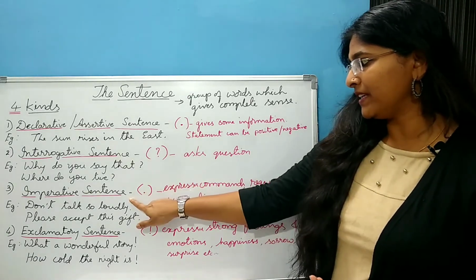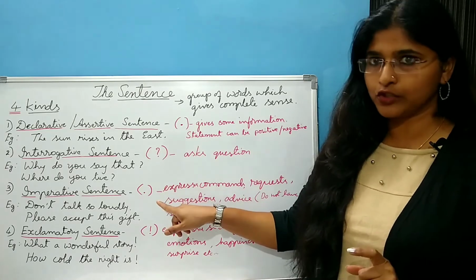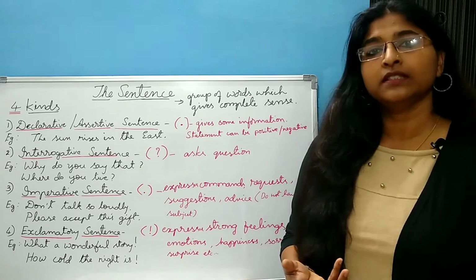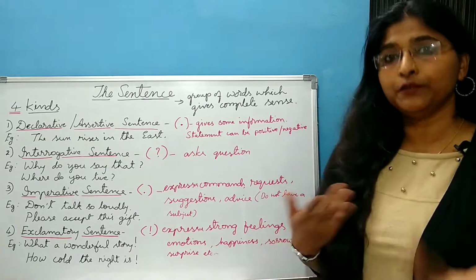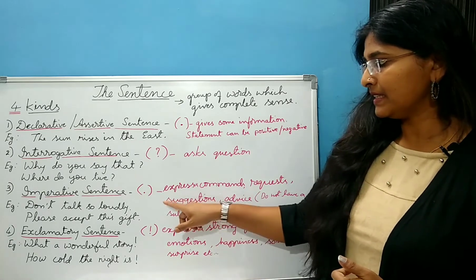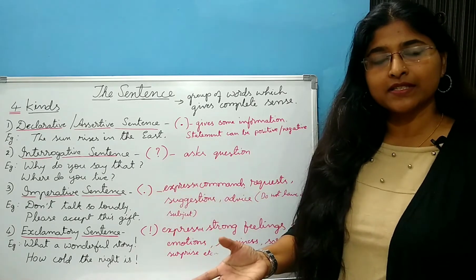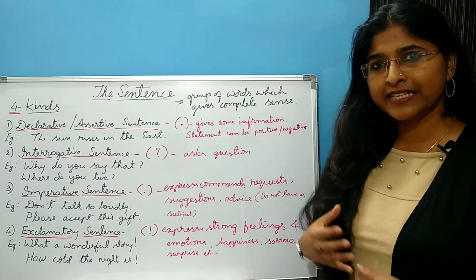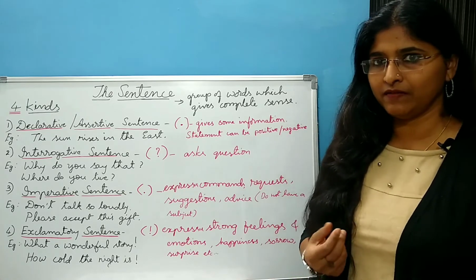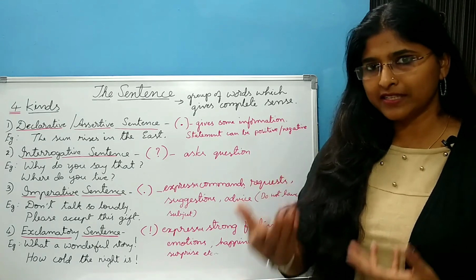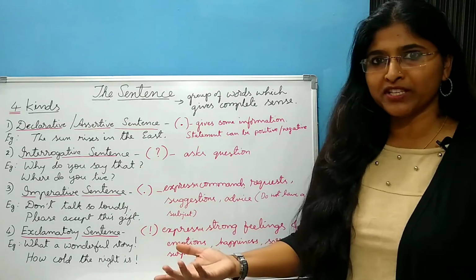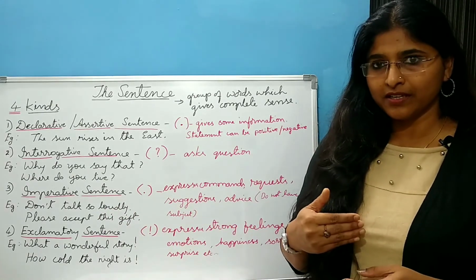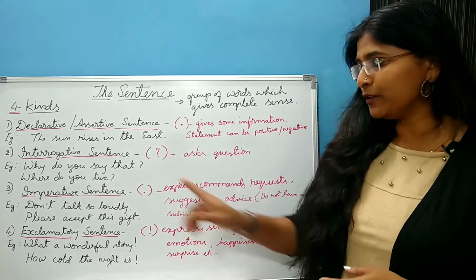The next one is imperative sentence, which also ends with a full stop. And this sentence expresses command or order, request, suggestions, advice. And these imperative sentences do not have subjects because it's understood. The first person is talking to the second person. When the order is given, it's understood. It's given to a second person. The "you" is not mentioned here. See this example: Don't talk so loudly. It's understood: you don't talk so loudly. But "you" is not mentioned here.